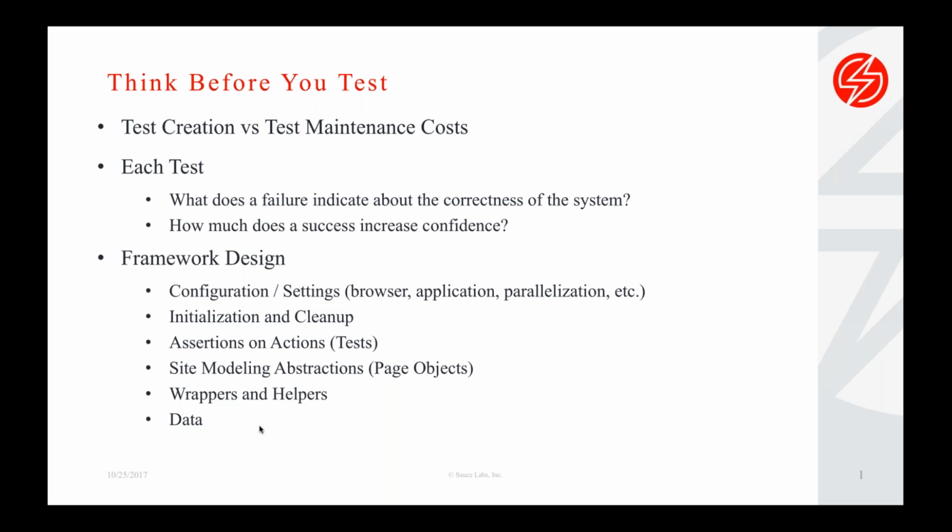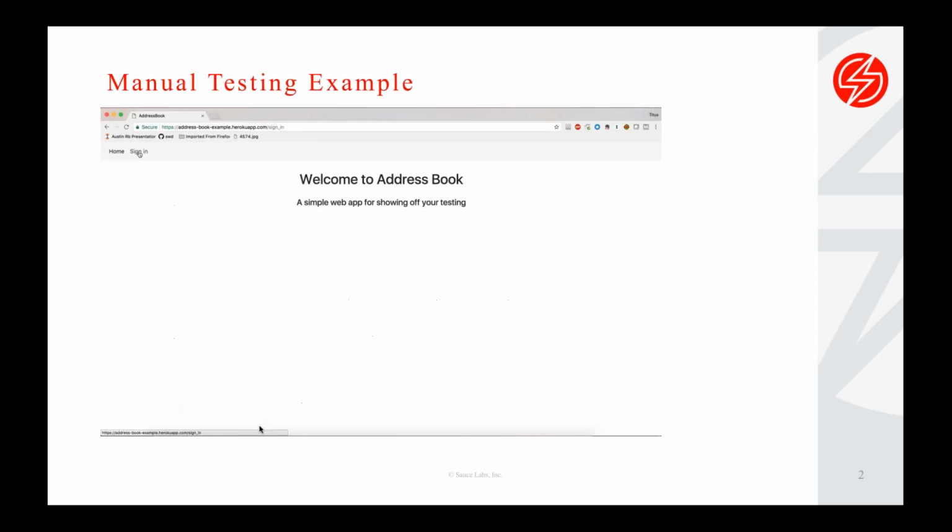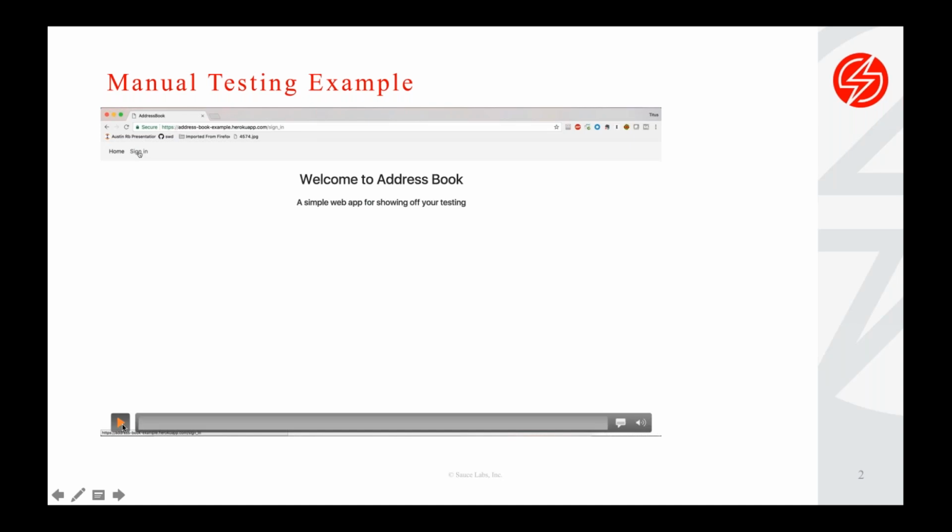So having your configurations and settings in one place, having one place for your initial setup and teardown, obviously your assertions on your actions, which are your tests. Page object is the site modeling abstraction that I prefer. And then the wrappers and helpers, there's a lot of powerful things you can do by putting common code around specific actions that you take frequently, like clicks and sending text and things like that. And then also data is a big thing that I could probably talk an entire hour on just on its own. But let's take a look at an example here from a manual test point.